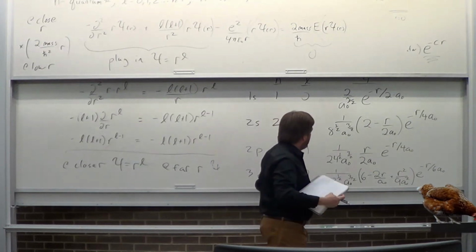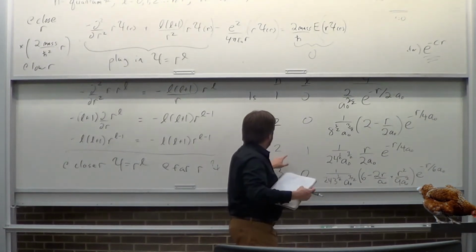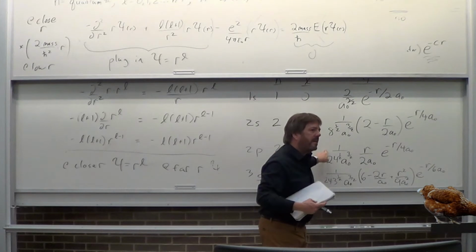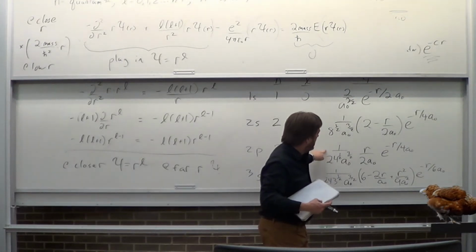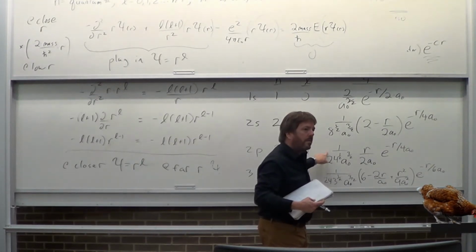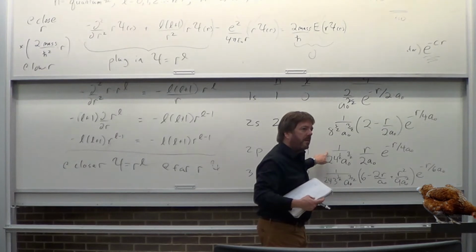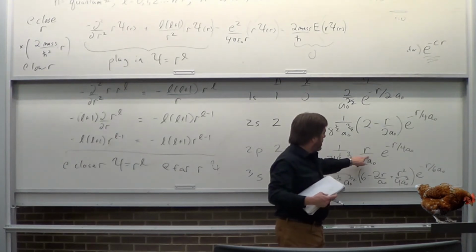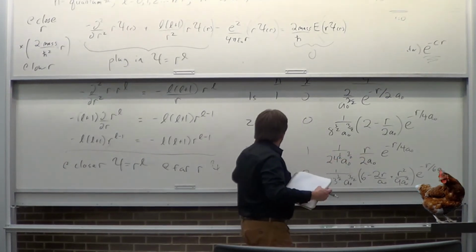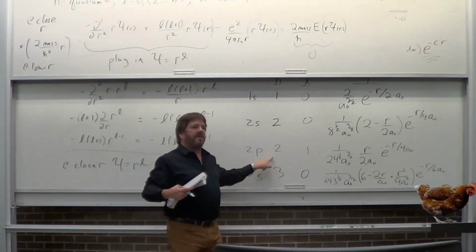I have a question. So for the 2p, you don't have that spacing difference that you said, so does it mean that we don't have a node? This does not have a node, right? This does not have a node.